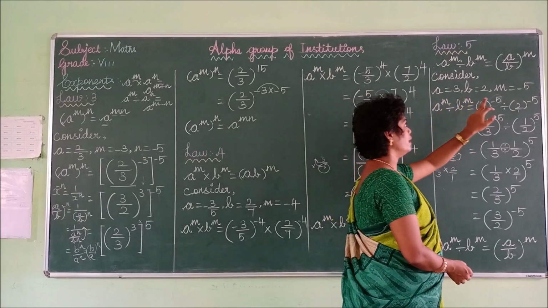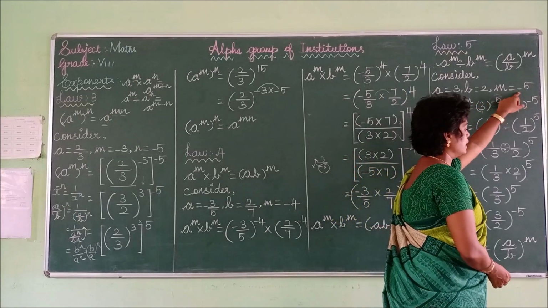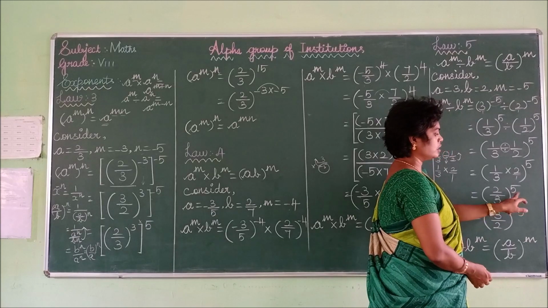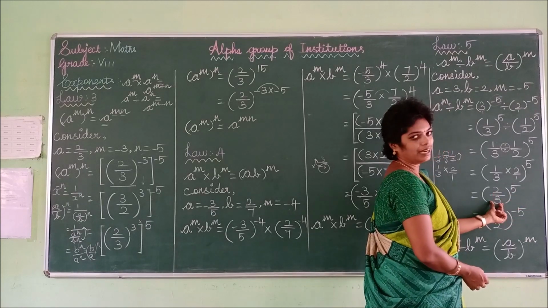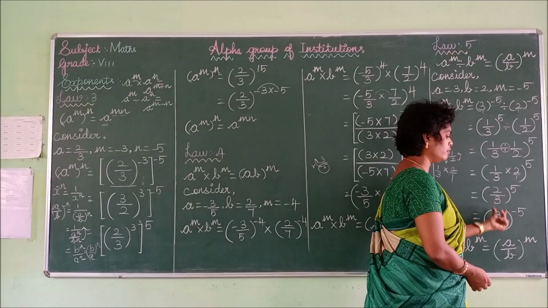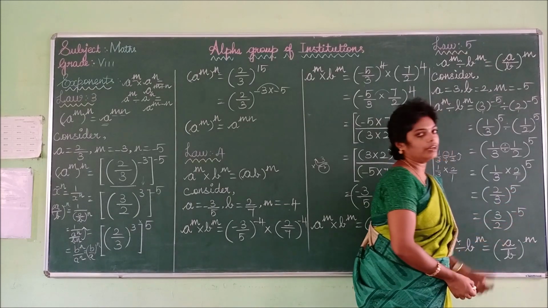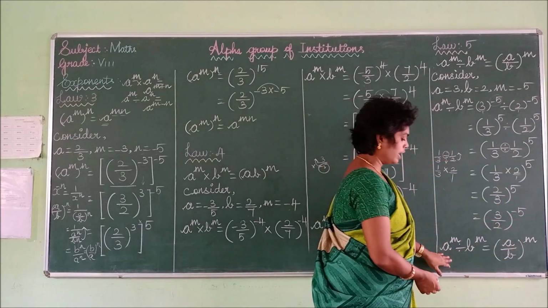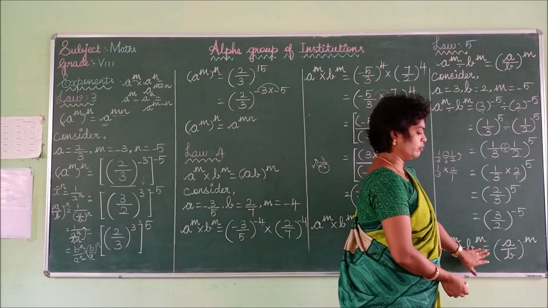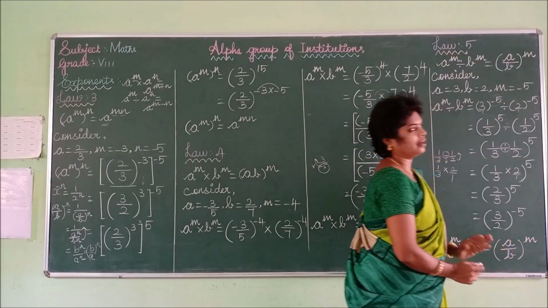(a/b)^m. But the power is negative, so you have to change this into negative, which means the value will be the reciprocal. So 2 by 3 will be changed into 3 by 2. The positive exponent will be changed into a negative exponent. Thus a^m divided by b^m is equal to (a/b)^m.